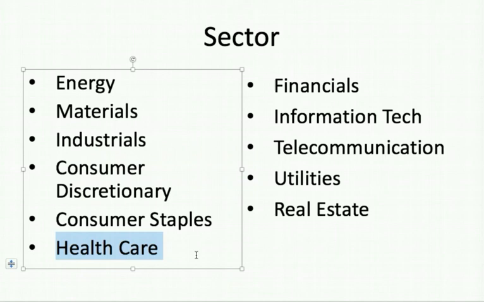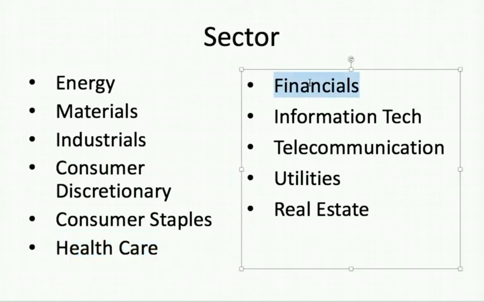Then you have healthcare, financials. This is talking about banks, information technology companies. Facebook is an information technology company, so this is just technology companies dealing with a lot of information. Your Googles, telecommunication, phone companies, internet companies fall into this, utilities, real estate. These are the different sectors that companies fall into.